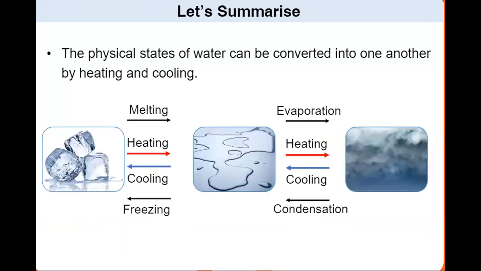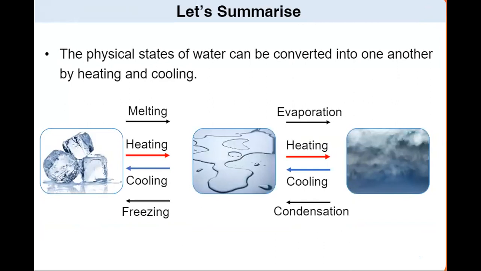Let's summarize what we have discussed. The physical states of water can be converted into one another by heating and cooling. Here, melting happens when solid changes to liquid, and freezing happens when liquid changes to solid state. Evaporation happens when liquid changes to gaseous state by heating, and the condensation process happens when gases are cooled to form liquid.